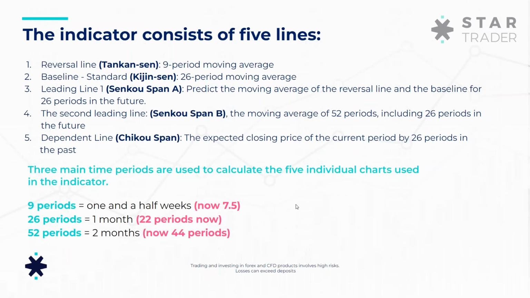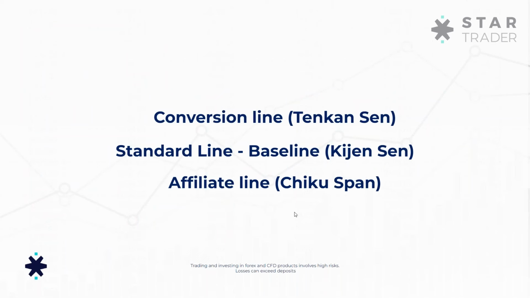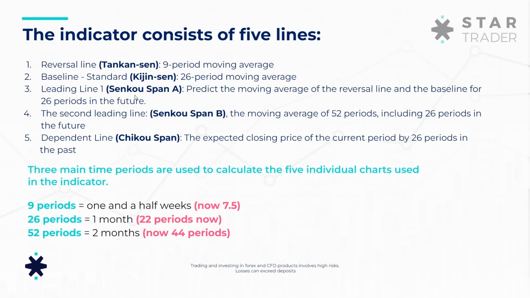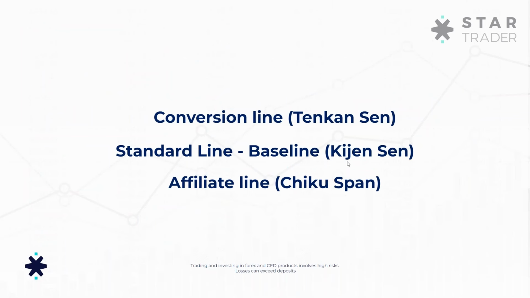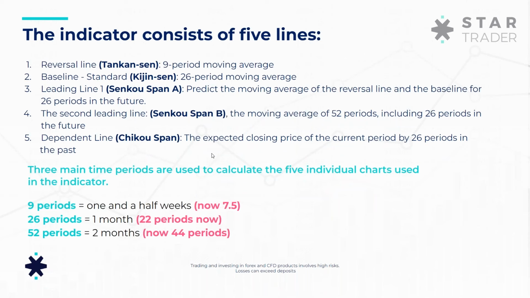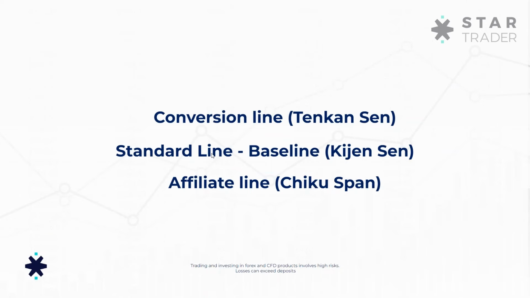Coming towards the next slide, conversion line. The conversion line is a reversal line, or you can call it the baseline as well. Tenkan-sen, standard line, baseline, Kijun-sen, affiliate line, Chikou span. You can call the affiliate line the dependent line as well. Okay. Again, it does not matter. You can call the Tenkan-sen, Kijun-sen, Chikou span anything.